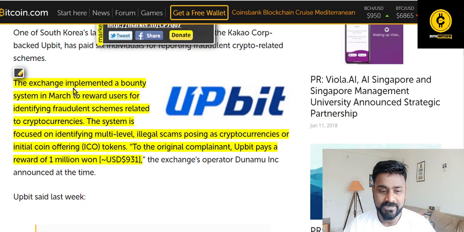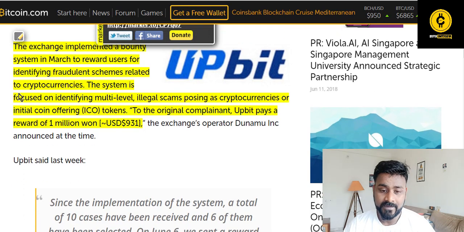The exchange implemented a bounty system in March to reward users for identifying fraudulent schemes related to cryptocurrency. The system is focused on identifying multi-level illegal scams posing as cryptocurrencies or initial coin offering tokens.